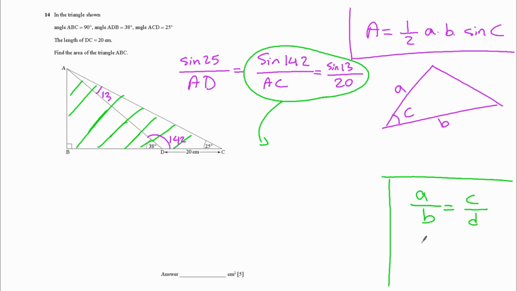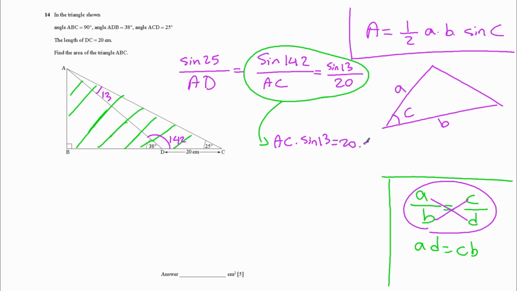In a way, if we have an equation like this, we can write B times C equals A times D. So just think about it. This is an important and useful case just to simplify the cases. So the application here is that we can write AC times sine of 13 equals 20 times sine of 142.